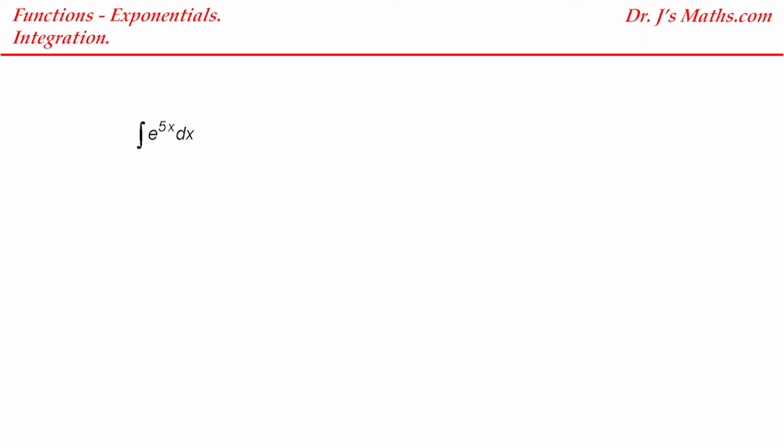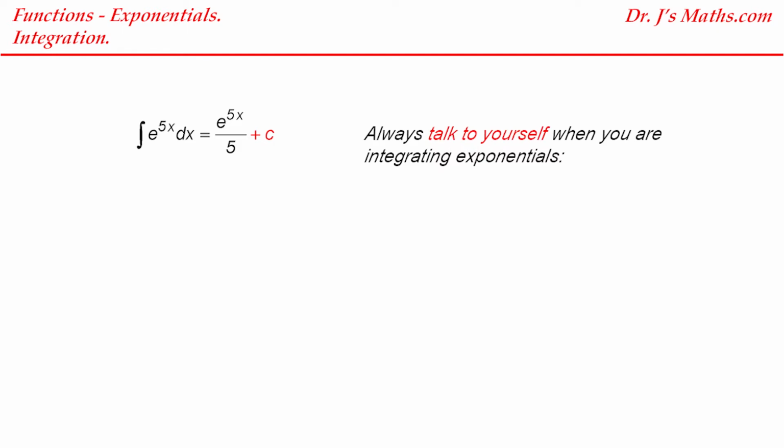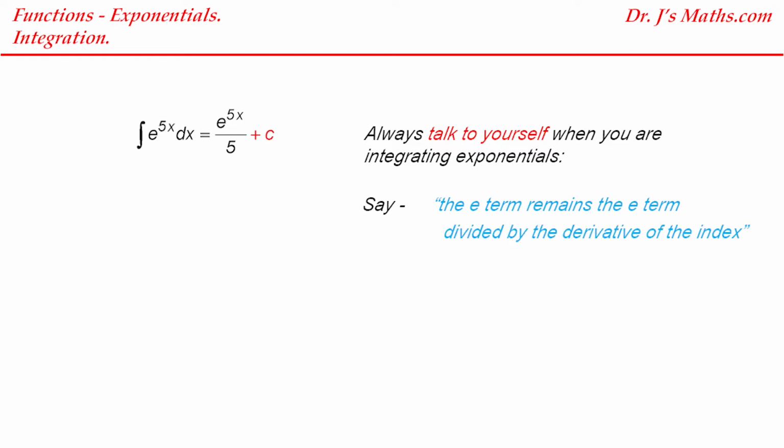So let's apply the result of the relationship to a specific example. We have the integral of e to the 5x dx. The first thing we do is write down the e to the 5x term. We then divide the e to the 5x by the derivative of the index, which is 5, because the derivative of 5x is 5. And then we add our location constant. So our result is e to the 5x over 5 plus c. Always talk to yourself when you are integrating exponentials. So say the e term remains the e term, and that is divided by the derivative of the index.